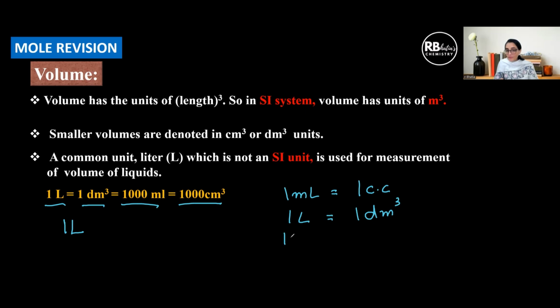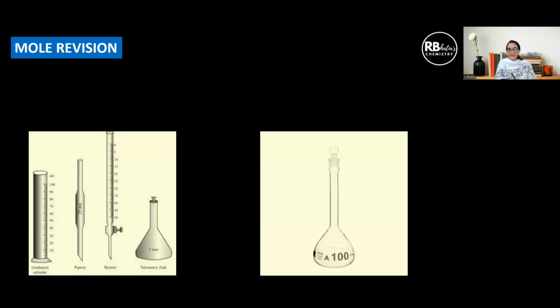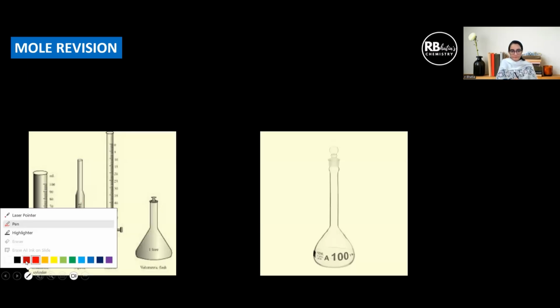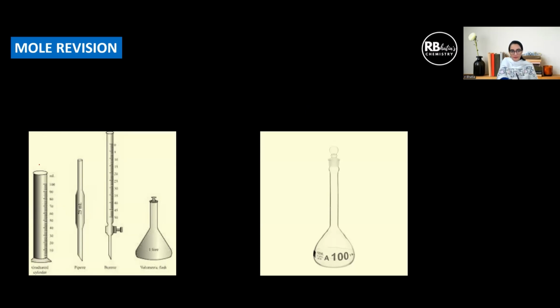And SI unit is meter cube. So 1 liter is 10 to the power minus 3 meter cube. So all these are important units of volume. This is the apparatus that is used for measuring volume. The first one is the graduated cylinder. The second is the pipette.